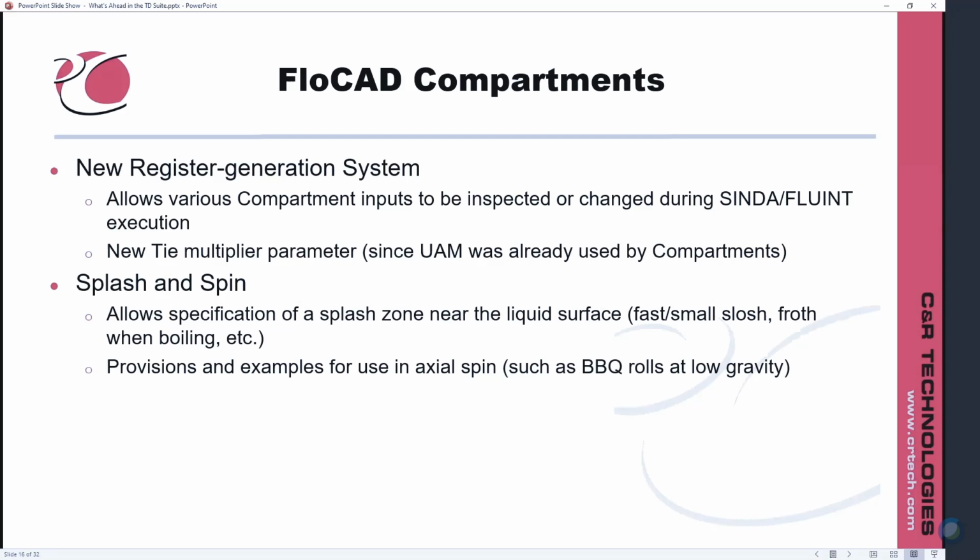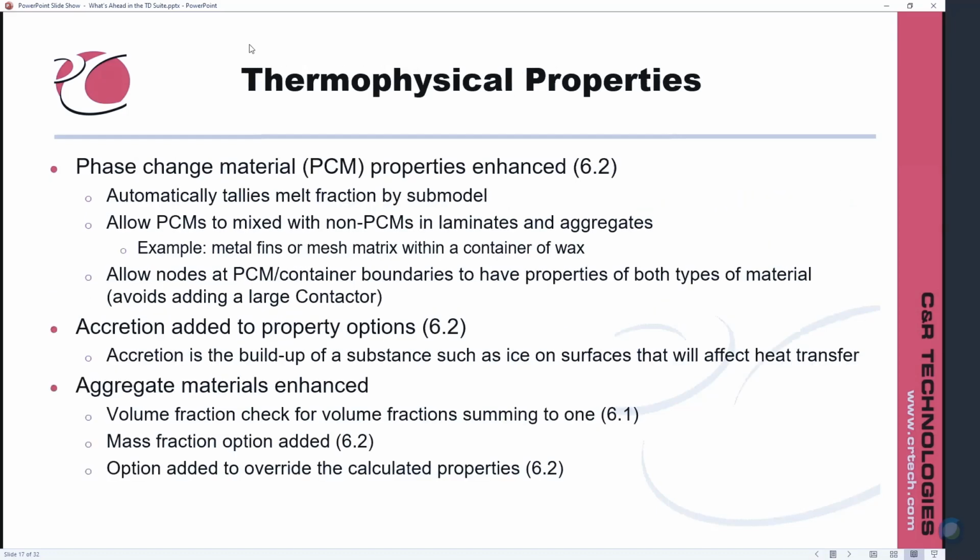And also splash and spin. I mean, it sounds like a washing machine, but this allows specification of a splash zone near the liquid surface. So you can look at fast small slosh or froth when boiling, things like that. And then provisions and examples for use in axial spin, such as barbecue rolls at low gravity.